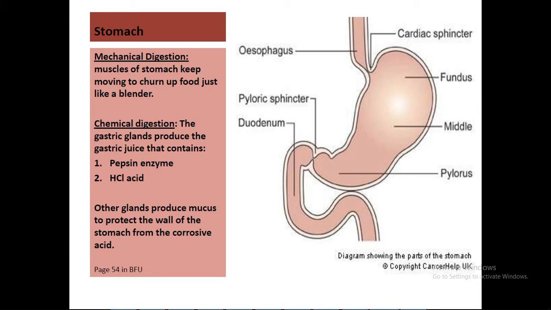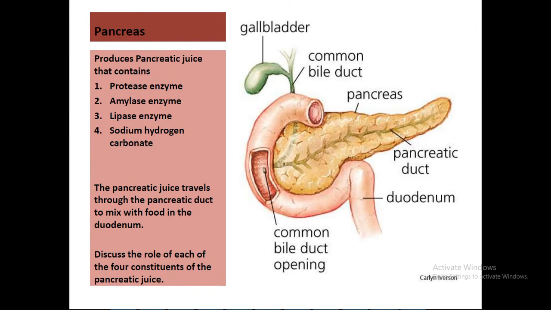When the food and acid combine, the other glands produce mucus, which forms a thin layer of protection on the inside wall of the stomach in order to protect it from the corrosive acid. Okay, this is called the mucus layer. Now, next, pancreas.